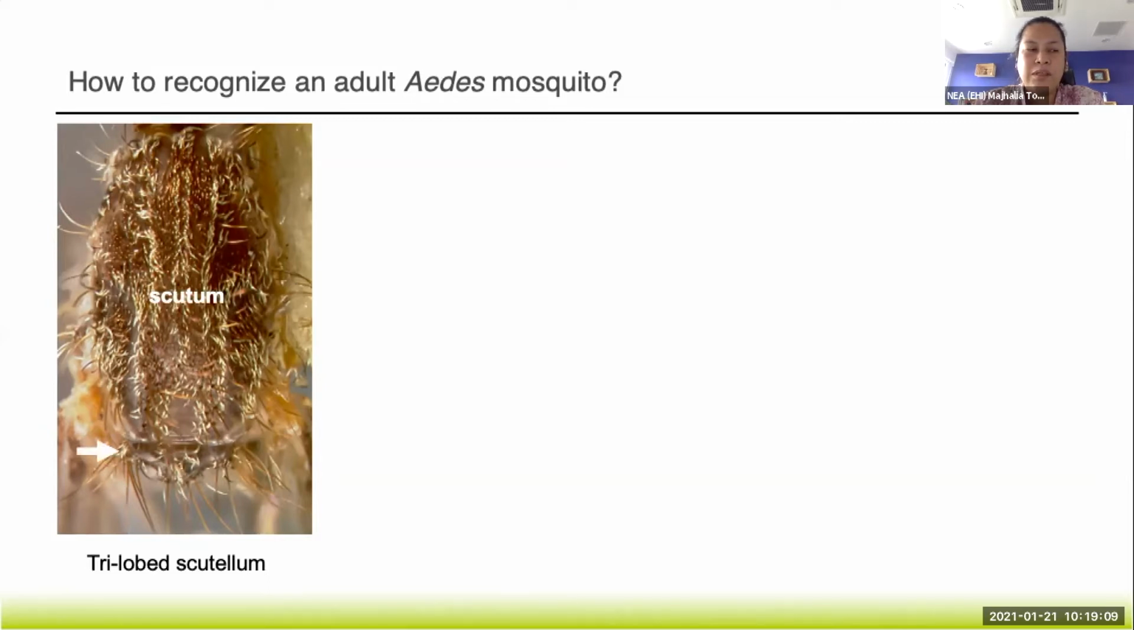How do we know this is a trilobe scutellum? You see the shape, it has like three scallops. Normally, many mosquitoes are like this. So this is a shared characteristic. So you have to look for additional characters to tell you that you are looking at an Aedes mosquito. Aedes mosquito is not limited to Aedes aegypti and Aedes albopictus. There are many Aedes species all over the world.